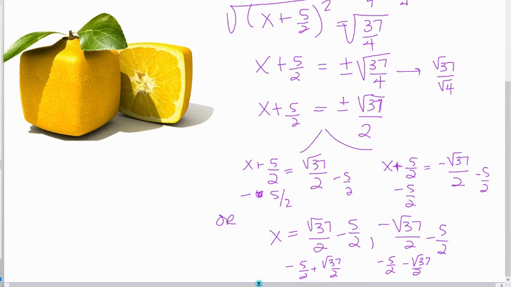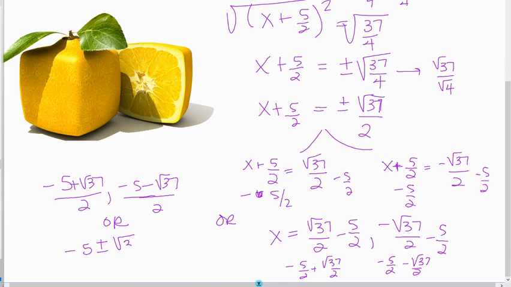So another way to write this would be negative 5 plus the square root of 37 over 2, negative 5 minus the square root of 37 over 2. And I can combine them because they have a common denominator. Or the last way you might see this is negative 5 plus or minus the square root of 37 over 2. And so you might see any of these ways. Any would be completely acceptable to me for you to do as an answer.